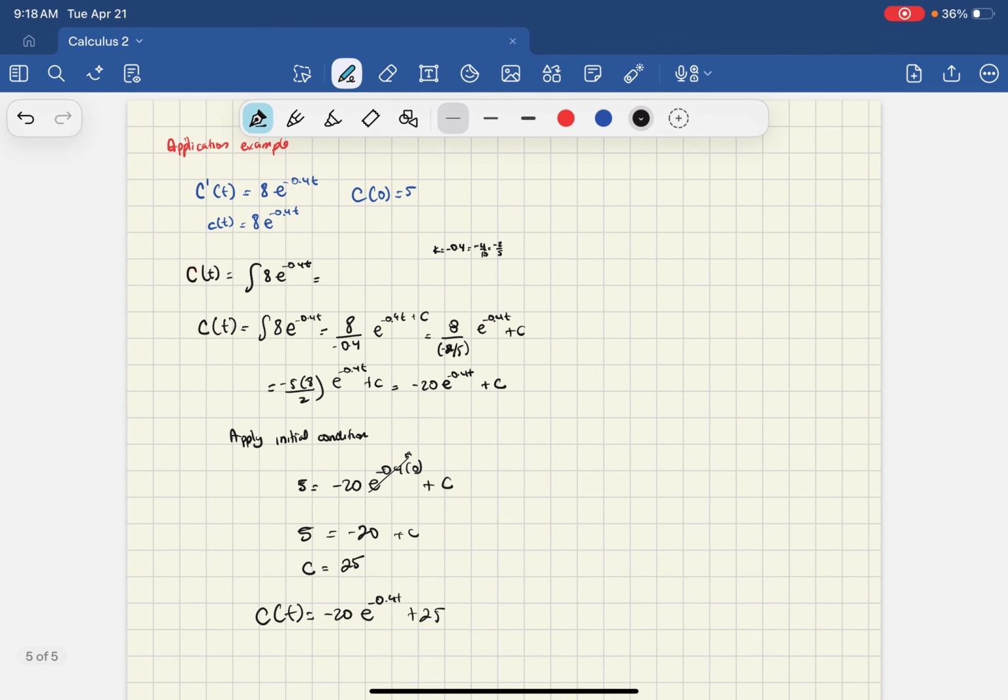And we are done with this problem. We've applied the initial condition and found the original function, C of t. So remember that whenever you see 1 over x dx, it equals the natural log of the absolute value of x plus c. Don't forget the absolute value bars. And the integral of e to the kx dx is 1 over k times e to the kx plus c. Divide by k, not multiply, okay?